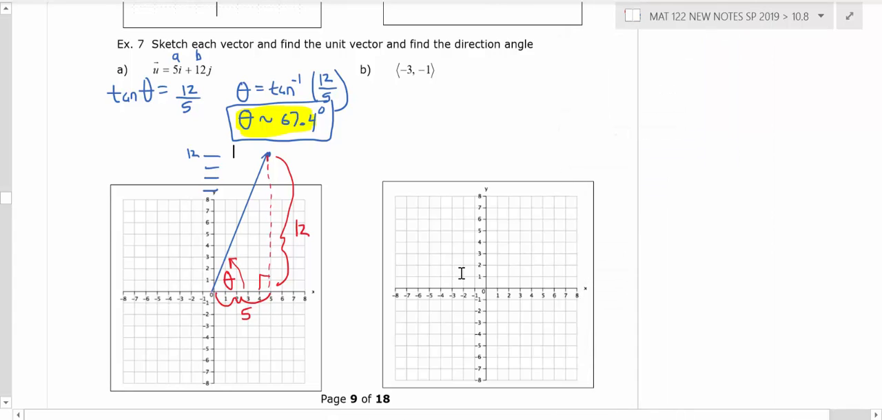So you're using basic trigonometry to find the direction angle of your vector. All right, the next one goes like this. If you compute this one, you would go left 3 and then down 1.